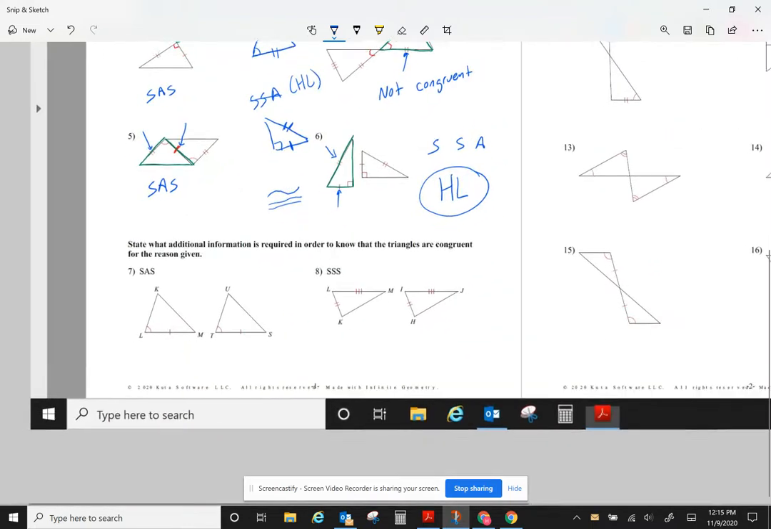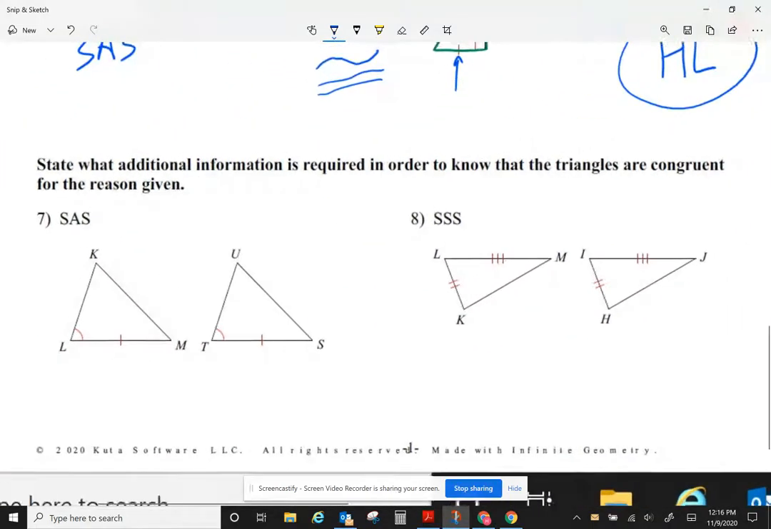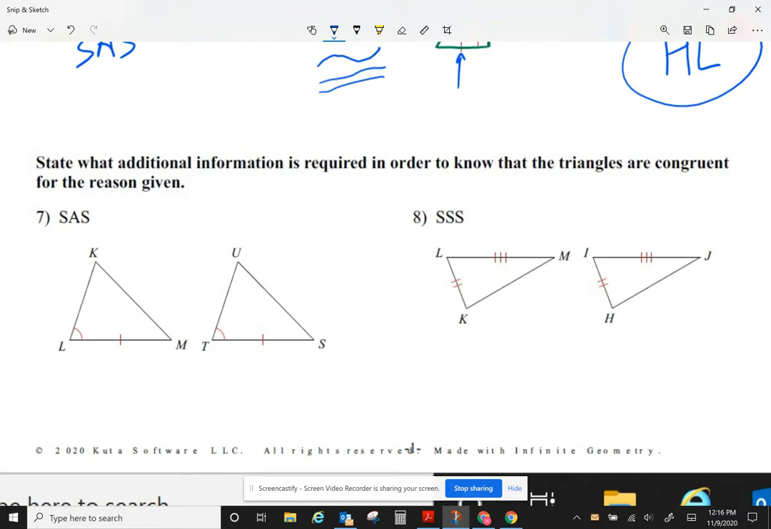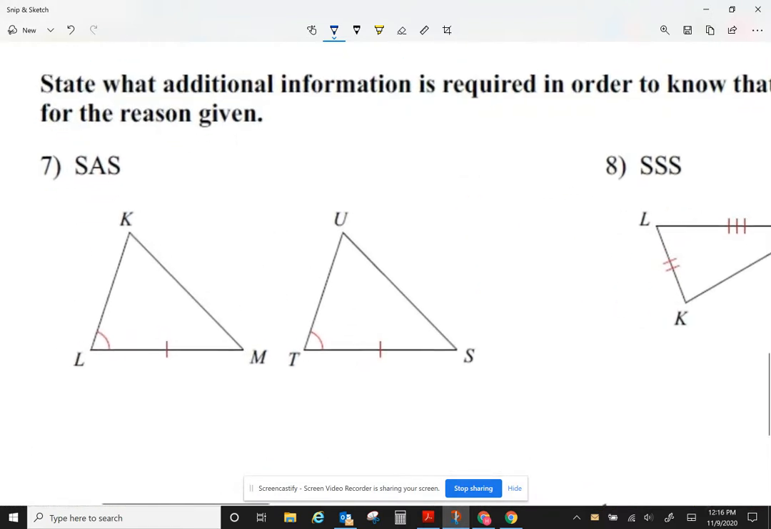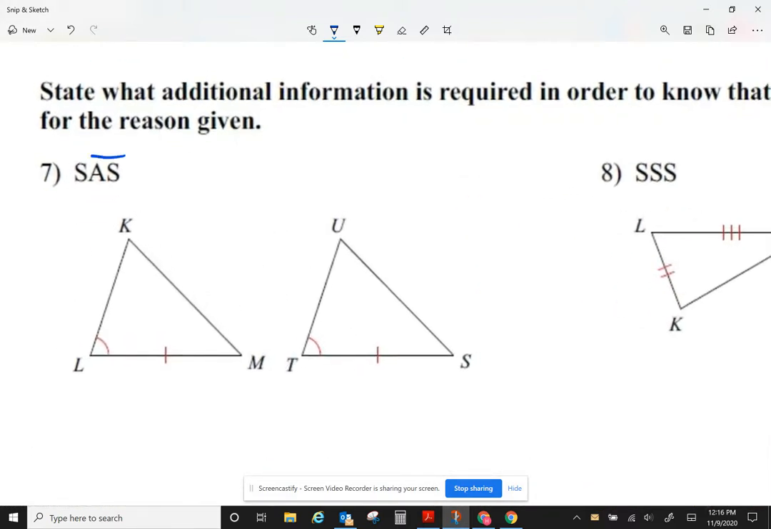Now, also in your homework, I'm going to give you something like this. State what additional information is required in order to know that the triangles are congruent for the reason given. So for question number 7, I want my triangles to be side, angle, side. What I mean with this is from the 3 marks you're supposed to have, 2 of them are given.